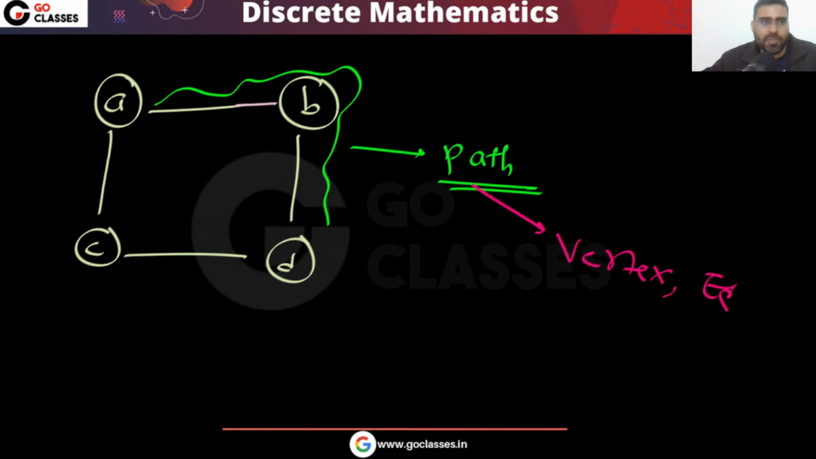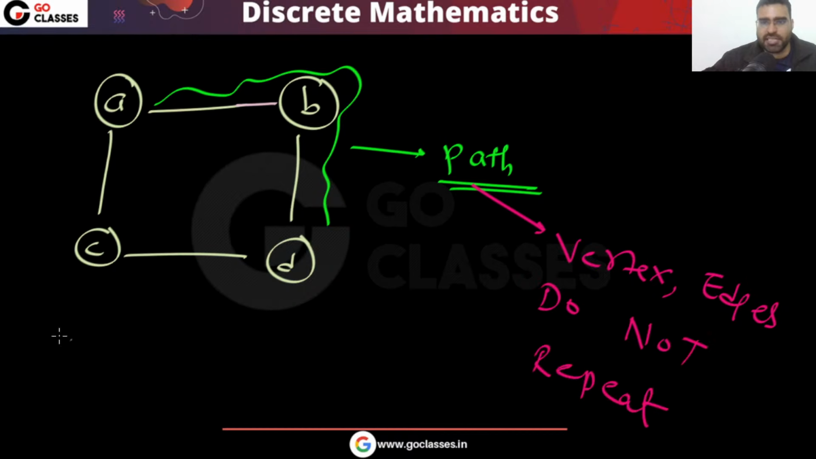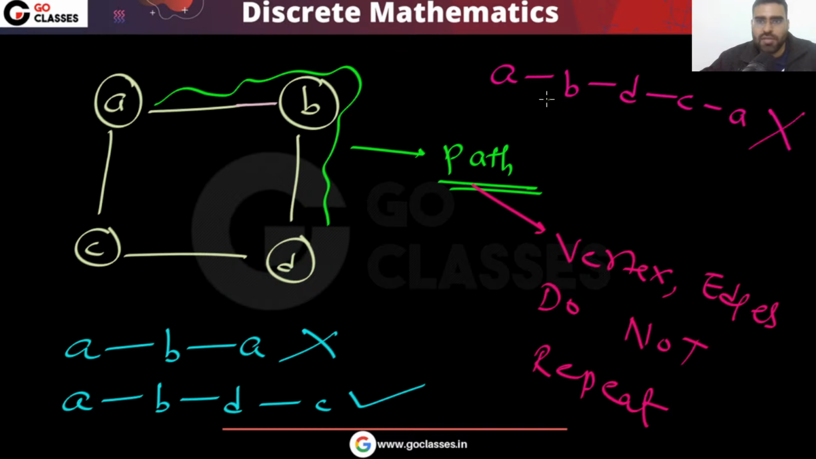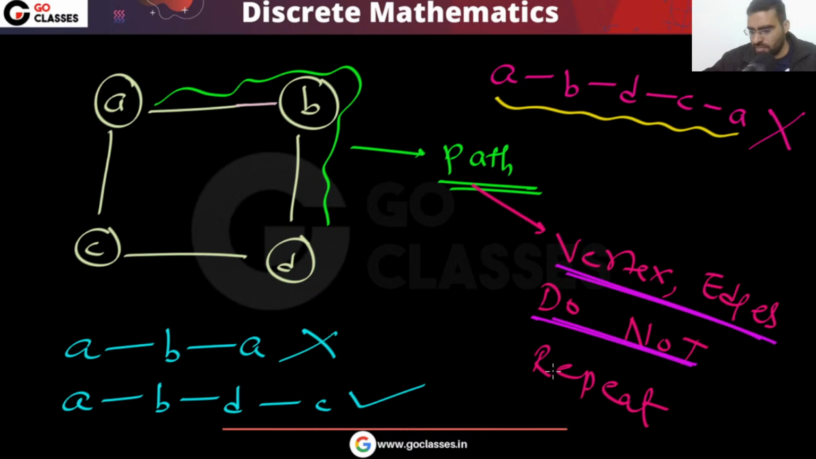Vertex edges, no repetition. In a path, vertices and edges do not repeat. For example, A, B, A is not a path. A, B, D, C is a path. A, B, D, C, A is also not a path, because remember, vertices and edges cannot repeat. They will never repeat. So this is the definition of a path.